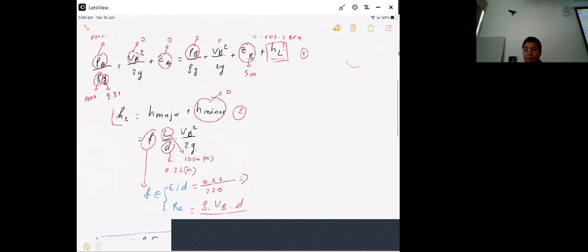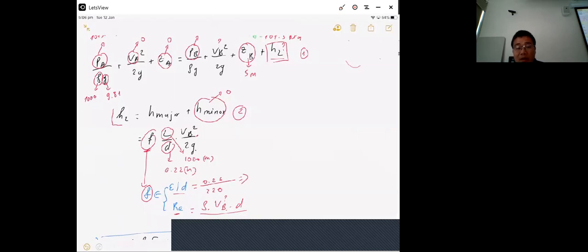which is friction loss. Friction loss will be equal to friction coefficient f times L over D times V squared over 2g. It means hL depends on velocity VB, and f comes from the Moody diagram. f will be based on epsilon over D and Reynolds number, and inside the Reynolds number you have VB.